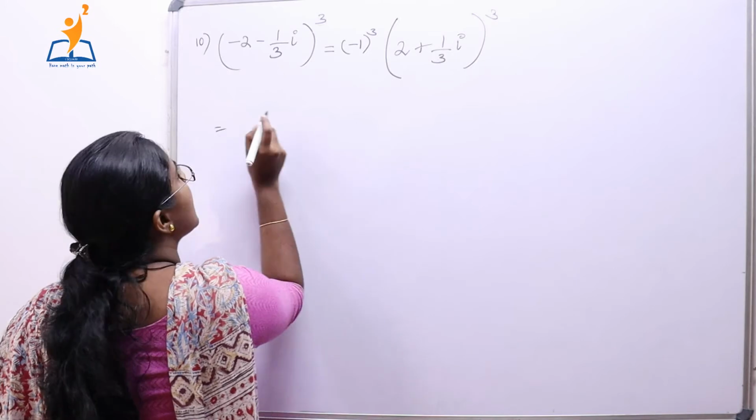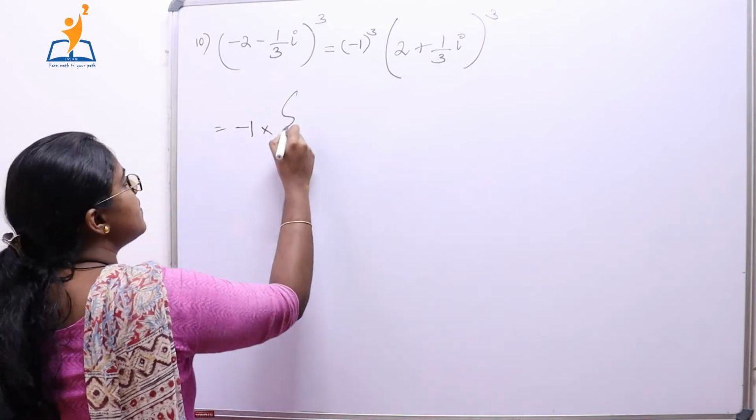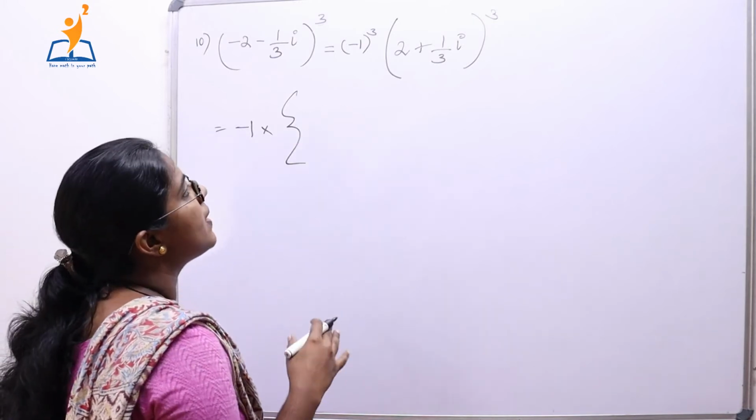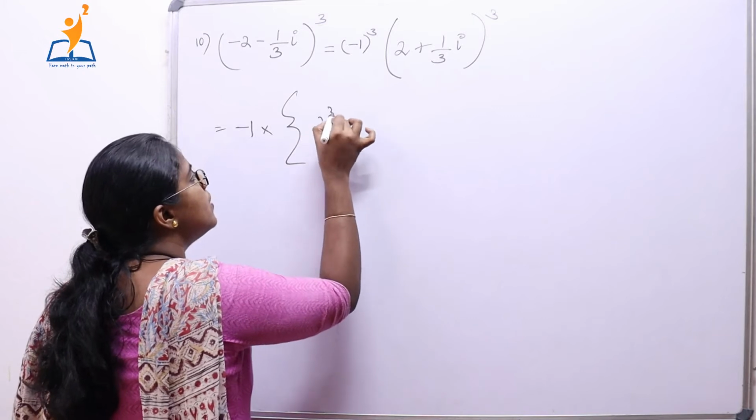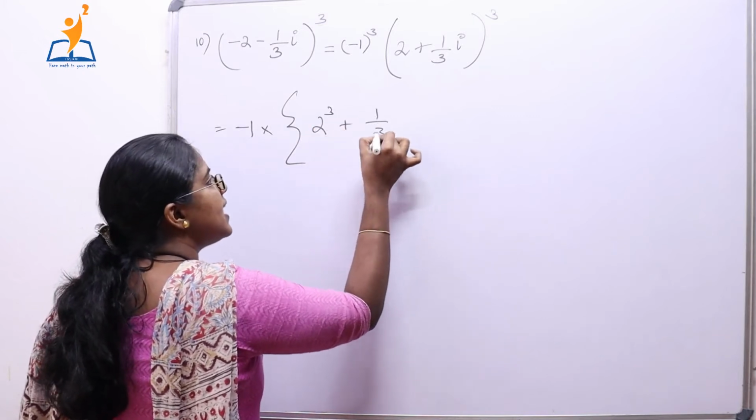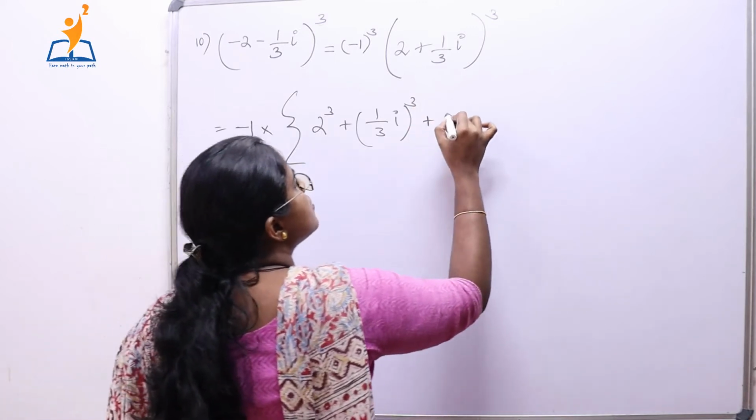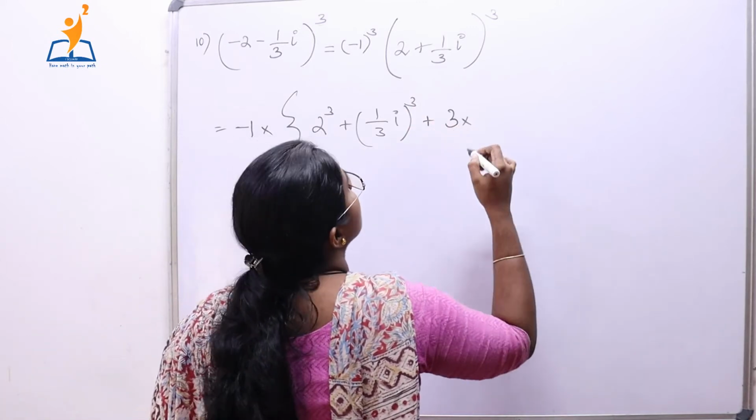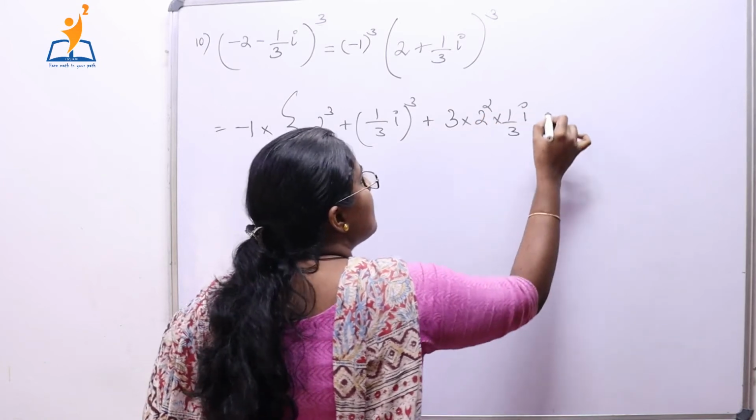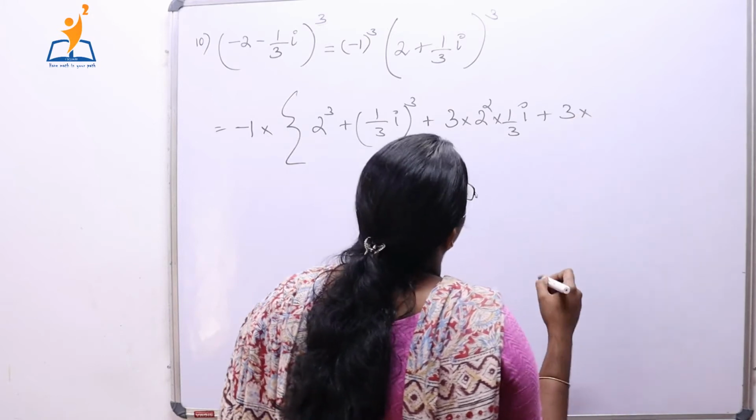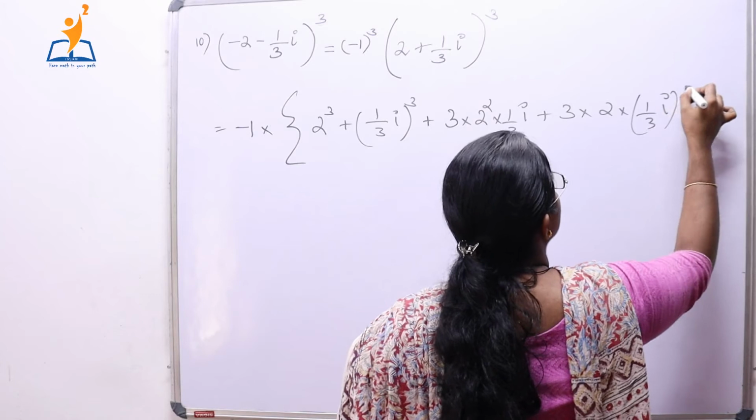So what is minus 1 the whole cube? It is again minus 1 into, we have 2 plus 1 by 3i the whole cube, which is of the form a plus b whole cube, that is 2 cube plus 1 by 3i the whole cube plus 3 into a square b, that is 2 square into 1 by 3i plus 3 into ab square, that is 2 into 1 by 3i the whole square.